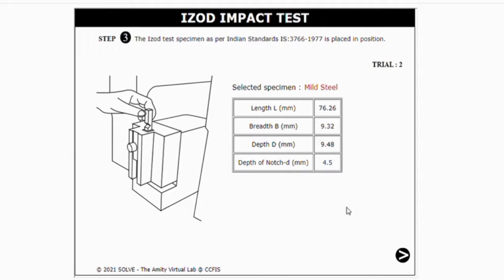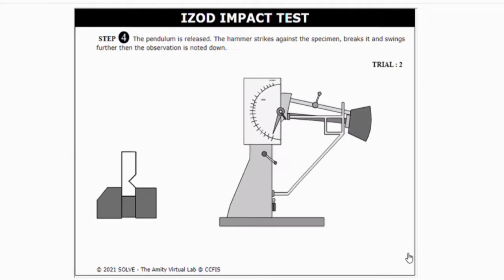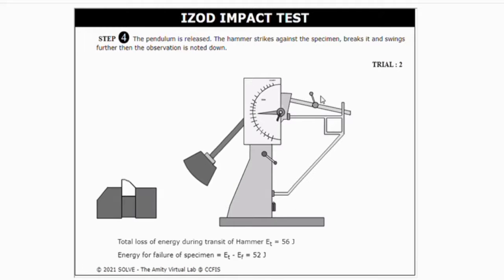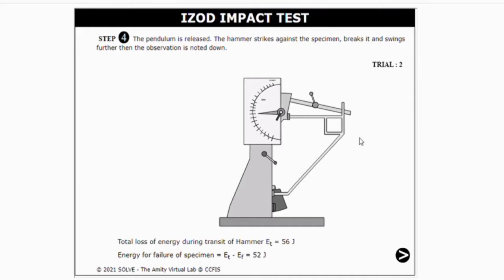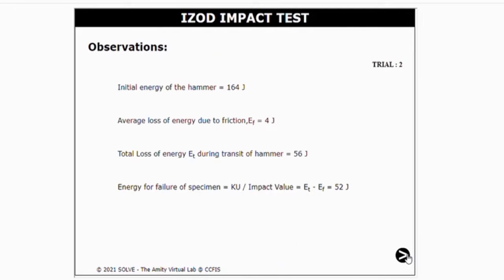Now for the second trial using the mild steel. The total loss of energy during transit of hammer will be 56 joule and the energy for failure of specimen will be 52 joule. This will be the observation for the second trial by using the mild steel.